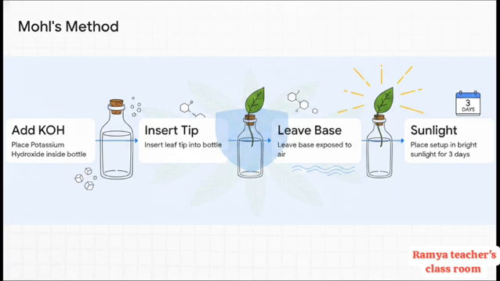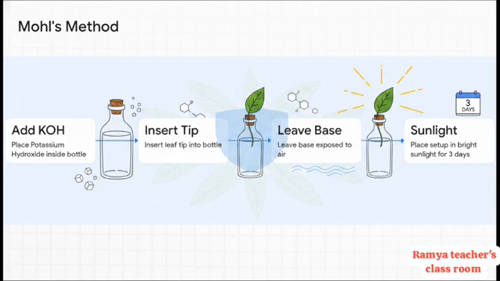Okay, let's meticulously walk through the steps of Moll's method. Step 1. We place some of that potassium hydroxide right inside the wide mouth bottle. Step 2. We carefully insert just the tip half of our pre-destarched leaf inside the bottle, sealing it tight with that split cork. Step 3. The base half of the leaf is left sticking out, completely exposed to the regular atmospheric air. And step 4. We place this entire delicate setup in bright sunlight for about 3 days.